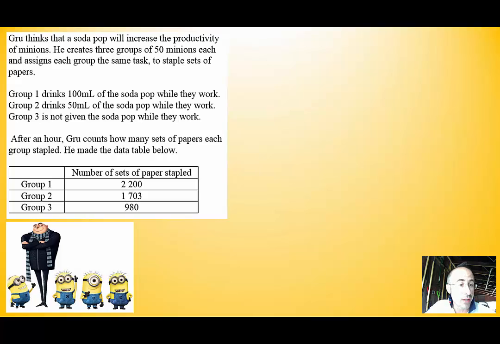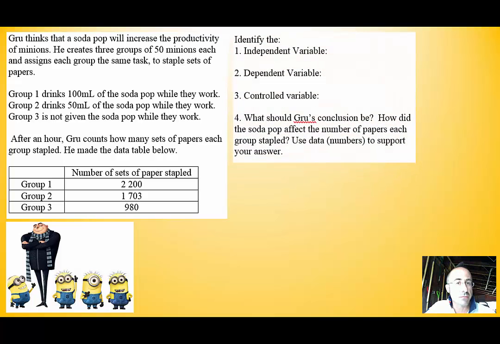So Group 1 produced 2,200 sets of stapled paper, Group 2, 1,703, and Group 3 produced 980. So it's nice because you have a really easy trend or pattern in your data here. So there's a great correlation to talk about. Okay, so here's what you guys are going to find out: independent, dependent, and controlled variables, and then what Gru's conclusion should be. How did the soda pop affect the number of papers each group stapled? And use the data to support your answer. So take a few moments and put the video on pause, work through these, and then hit play again, and I'll go through the answers with you guys.